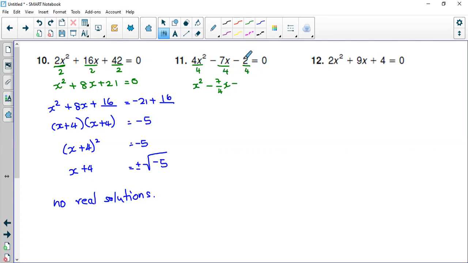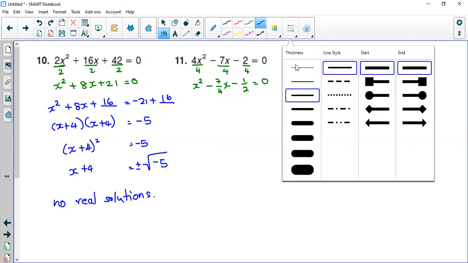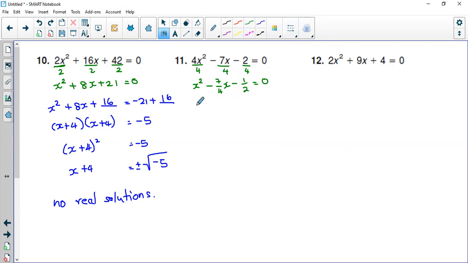Minus, now you can simplify this. You can divide each numerator and denominator with a 2. That would give you a half equals 0. Just follow what you did for the previous question. What did we do in the previous question? We had moved the c term to the other side. So let's move it. X squared minus 7 over 4x plus some number equals half plus some number.